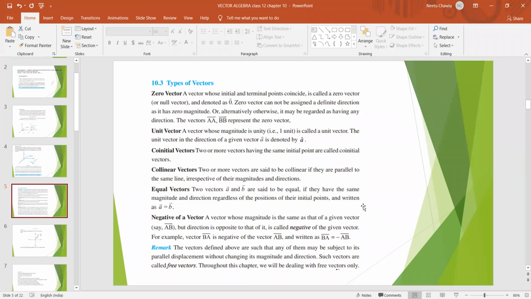Then moving to the next topic, negative of a vector. A vector whose magnitude is the same as that of the given vector, but whose direction is opposite to it, is known as the negative of that given vector. Suppose we need the negative of vector BA, it will be given by minus AB. The vectors defined above are such that any of them may be subject to parallel displacement without changing its magnitude and direction. So in this chapter, we are going to read about these free vectors, which can be moved from one place to another without changing their magnitude and direction. These are known as free vectors, and only these we are going to deal with in this chapter.